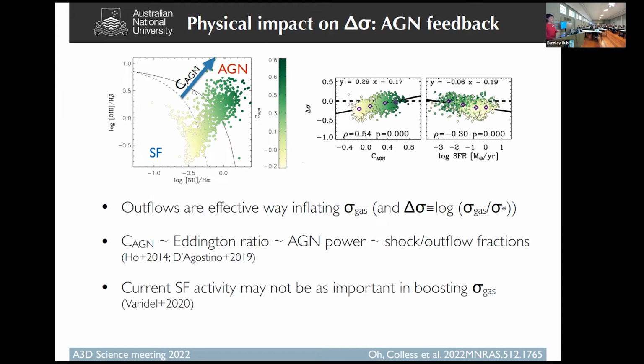And as I introduced, the CAGN is related to the contribution of the AGN-like emission when there are emission lines. Also this parameter is related to the shock or the outflow fractions. So as you can imagine, if there are outflows or shocks, then it is a very effective way to inflate the gas velocity dispersion. And especially here, I expect that AGN feedback, that means AGN-driven outflows, may inflate the gas velocity dispersion. And this AGN feedback actually generates the relation between the delta sigma and the CAGN.